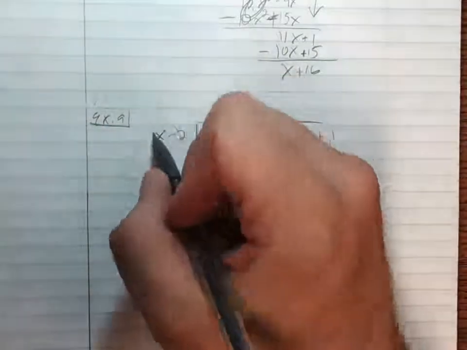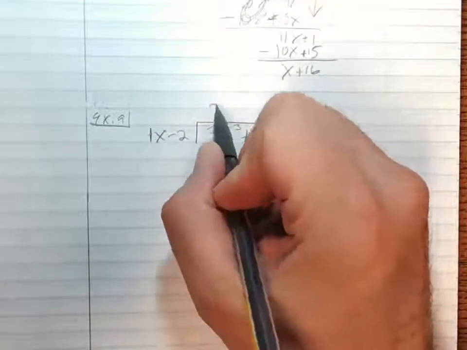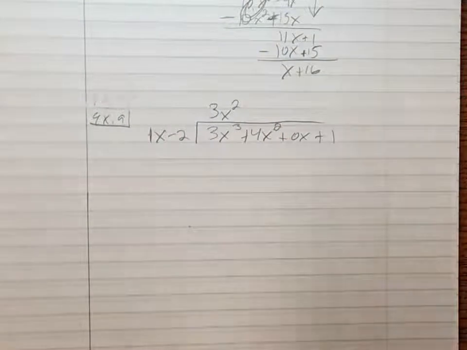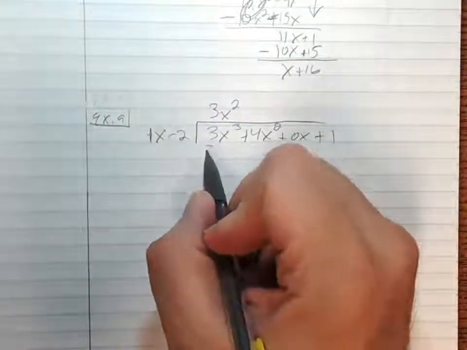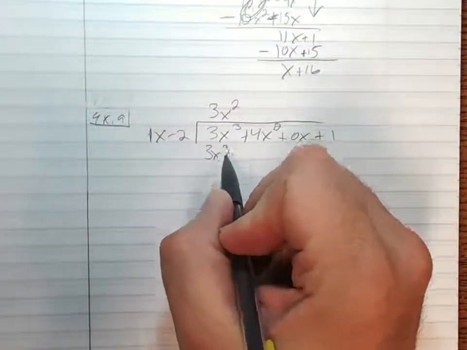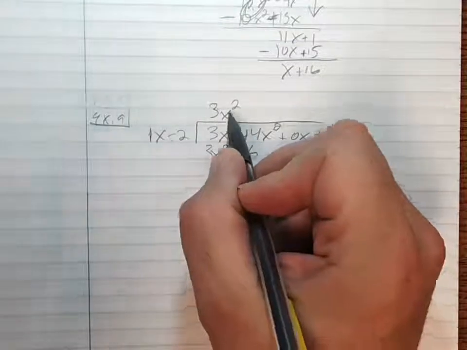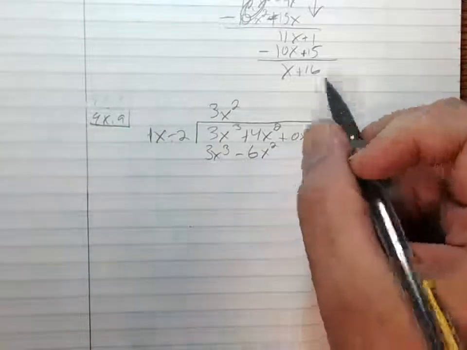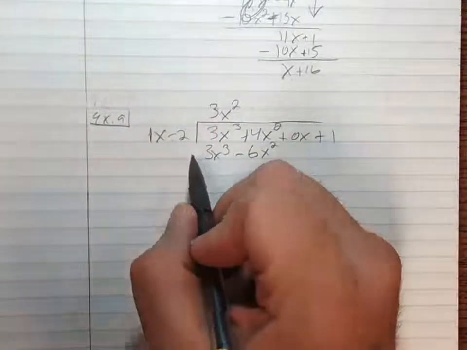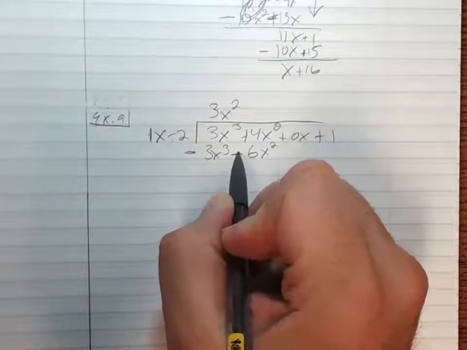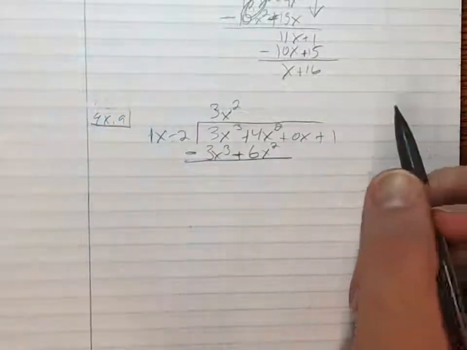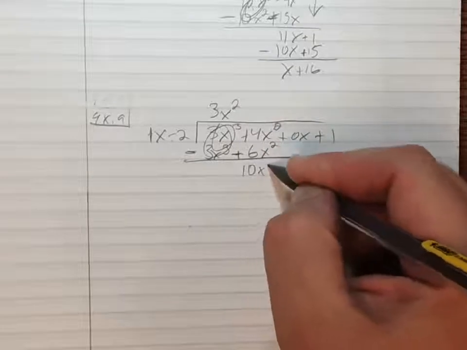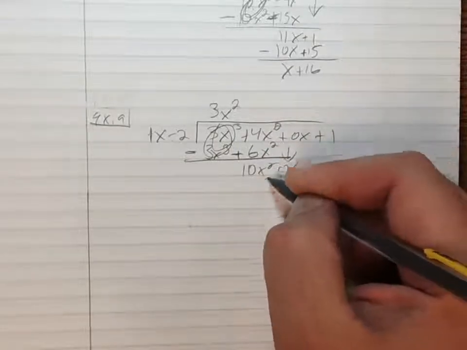So let's see. This is 1, by the way. 3 divided by 1 is 3. X cubed divided by x is x squared. Now let's multiply. 3 times 1 is 3. X squared times x is x cubed. 3 times negative 2 is negative 6. And x squared times no other x's just remains x squared. And then we will subtract here, and the two negatives make a positive. That gives me 0. 4x squared plus 6x squared is 10x squared. Let's bring down the 0x.